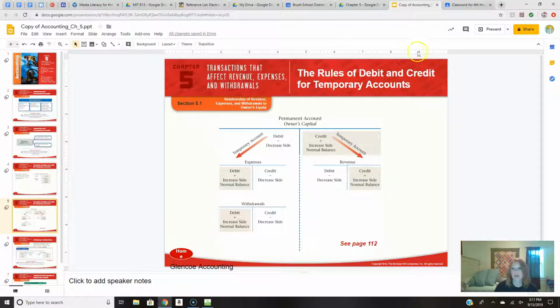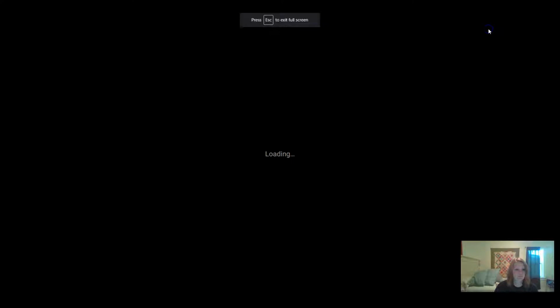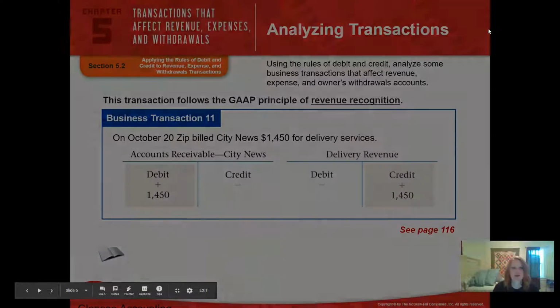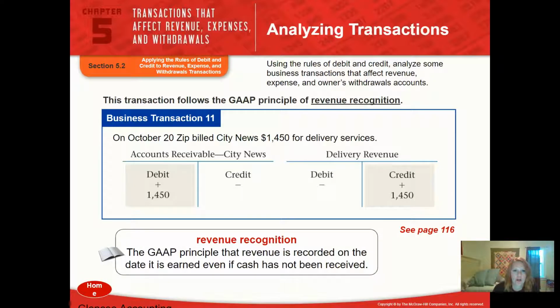All right, so I'm going to go back here. There's one more thing that I need to really hit on before we move on to problem 5-5, and that is our GAAP principle of revenue recognition. And that just means that anytime we earn revenue, we have to record that we earned it, even if we haven't actually been paid for it yet.